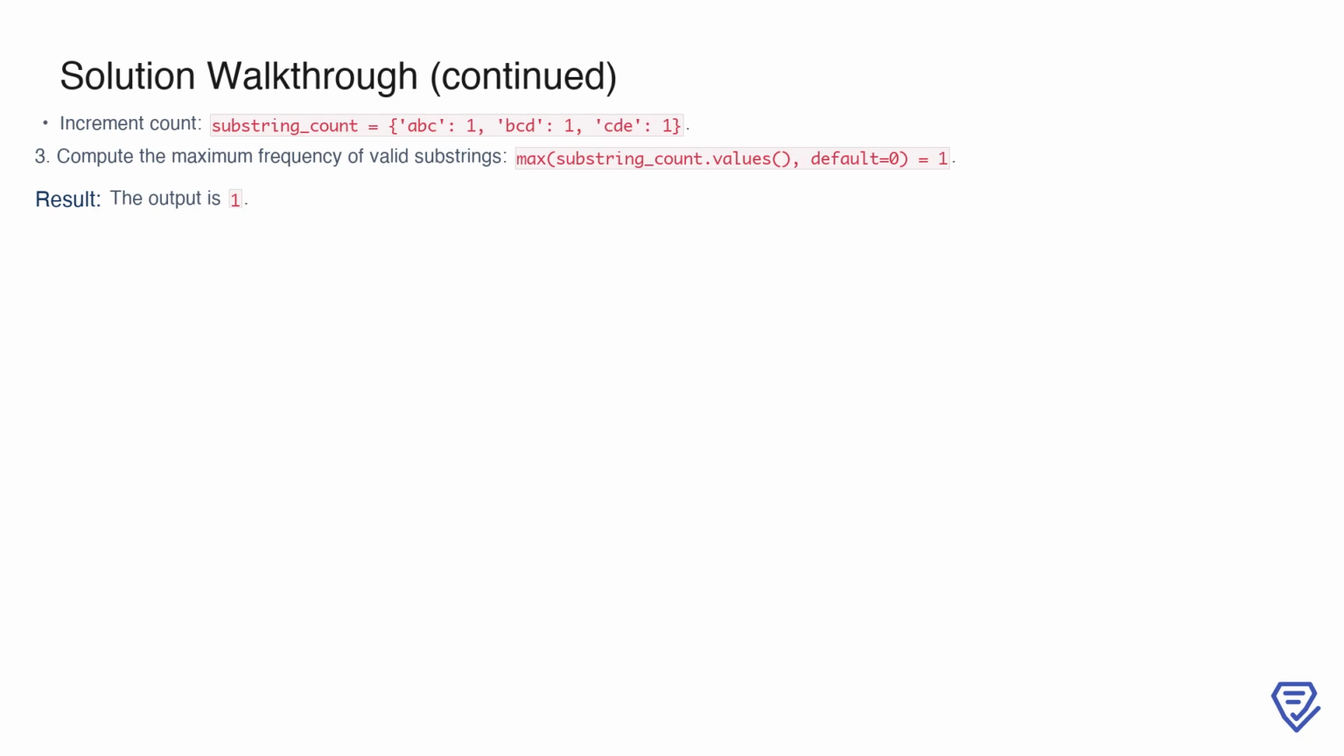After evaluating all possible substrings of length min size, we compute the maximum frequency of valid substrings, which is the highest value in the dictionary. Here, each substring appears only once, so the maximum frequency is 1. Therefore, the output for this example is 1.